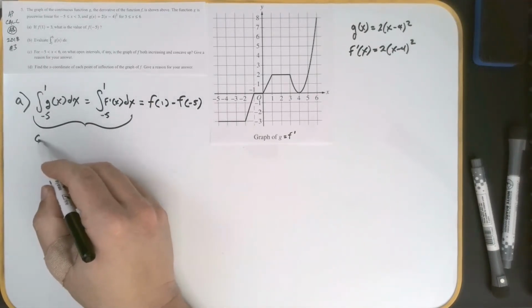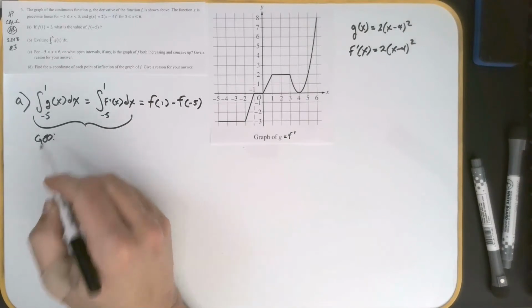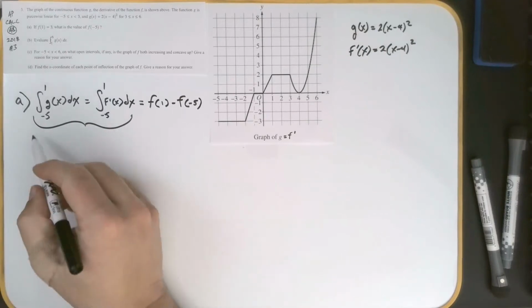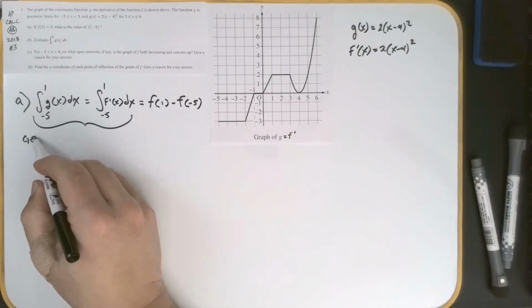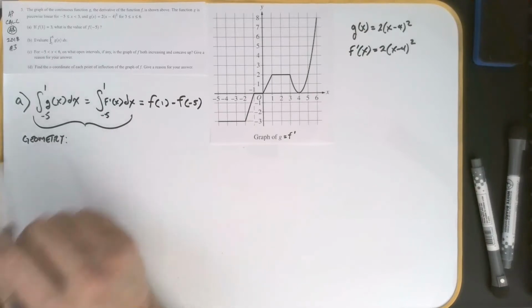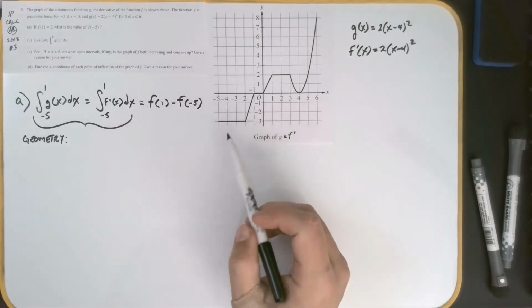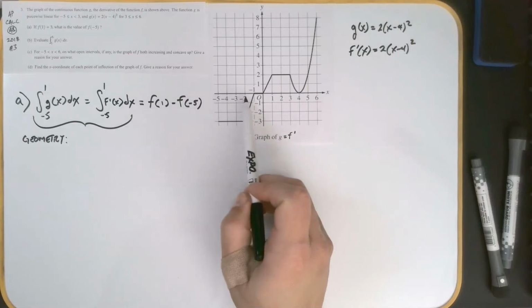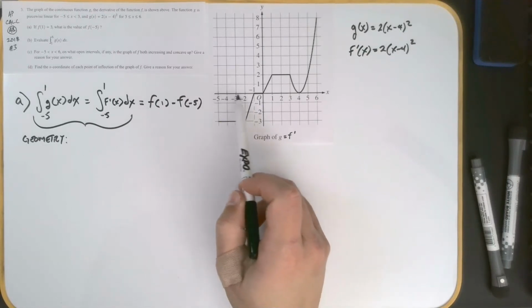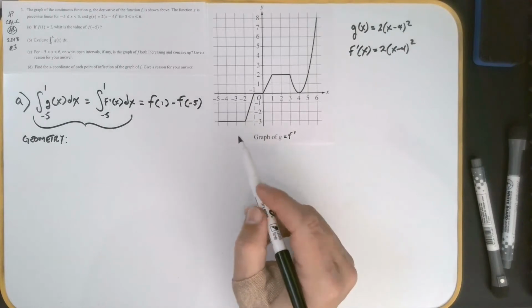So by geometry, everyone, I'm just going to put geo. By geometry, spell that out. By geometry, I'm just going to pick this apart from left to right. So what it looks like is that from negative 5 to negative 2, I just have this square. That's a 3 by 3 square. So from negative 5 to negative 2, 3 by 3, it looks like it's just 9.